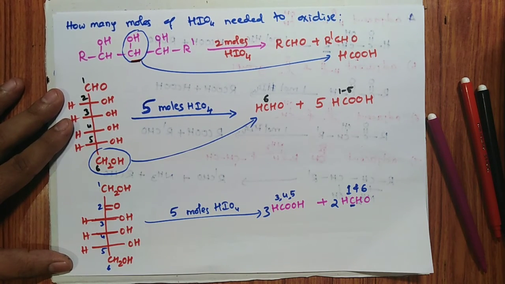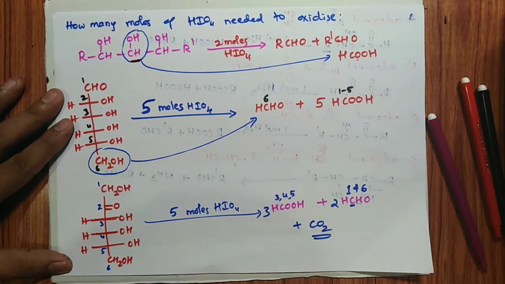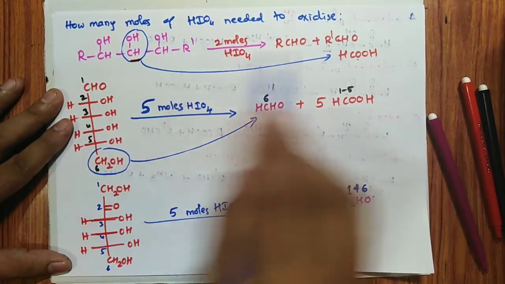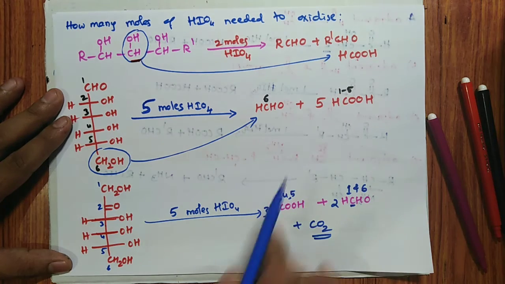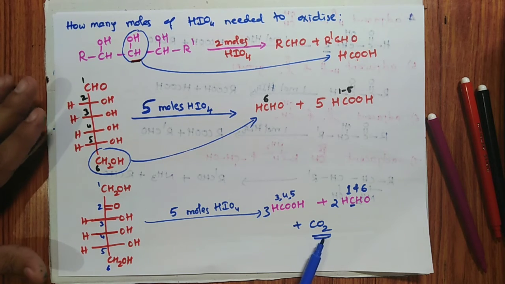Then I am left with the second carbon. What does it give? It gives carbon dioxide. Remember, a C double bond O in between gives carbon dioxide, while CHOH in between gives HCOOH. Very, very important. How many moles are required for this? 5 moles. The first and the last terminals are converted into HCHO, the in-between 3, 4, 5 are converted into HCOOH, and the second one gives rise to CO2.